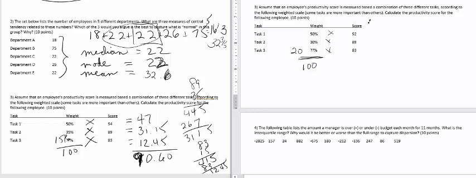Okay, so then we have 50% of 92 equals 46, and then 30% of 89 equals 26.7, and then 20% of 83 equals 16.6.